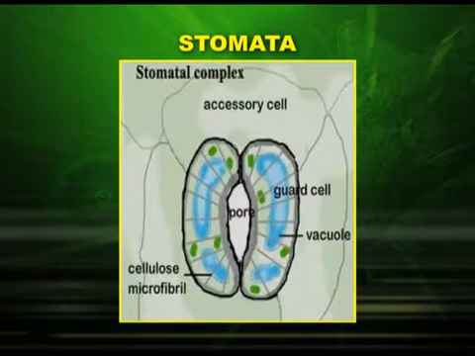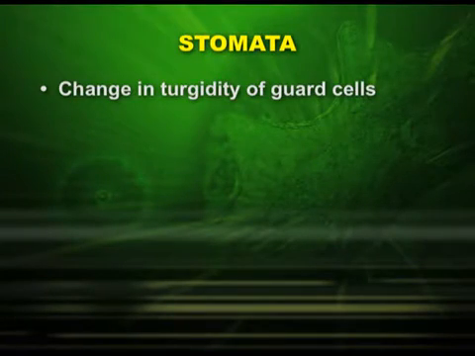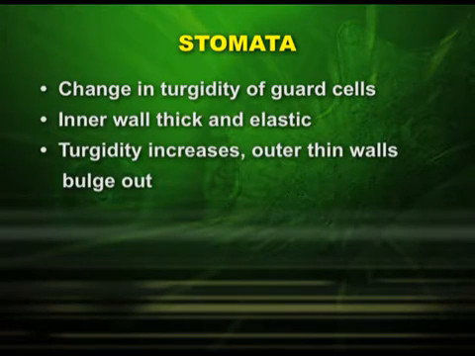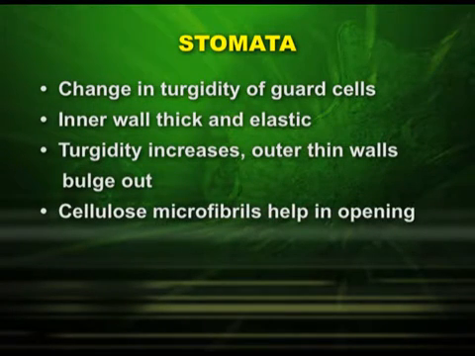In the stomata, you can see the two guard cells. Look into the picture and we see the microfibrils which help in the opening and closing of stomata. The opening and closing of stomata is due to change in turgidity of guard cells. A very important thing that we can observe in the stomata is the inner wall is thick and elastic and the outer wall is thin. When the turgidity increases, the outer thin walls bulge out, and the cellulose microfibrils help in the opening of stomata.